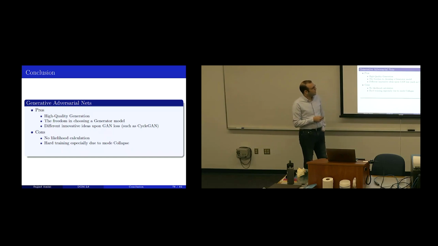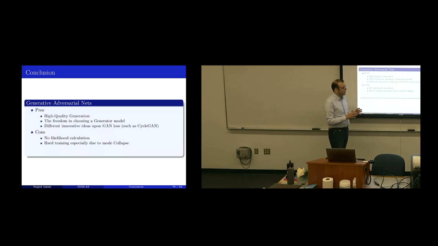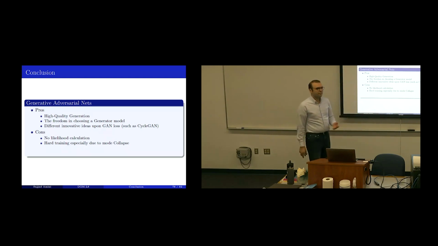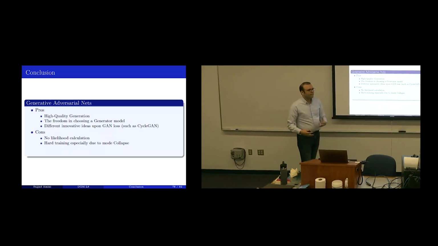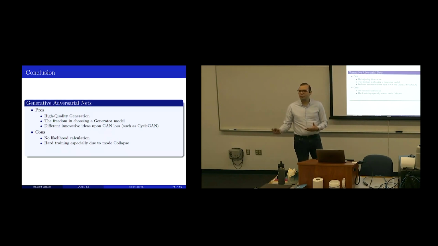The training is hard due to mode collapse. The mode collapse happens because maybe your generator targets or emphasizes one of the peaks of your data, and then other peaks are not covered. As a result, you have samples that are generated, but they are very similar to each other. You do not have diversity in your samples. This is the other problem.